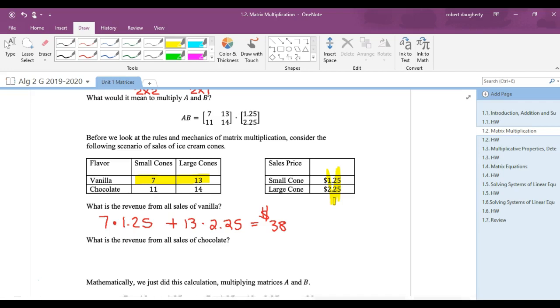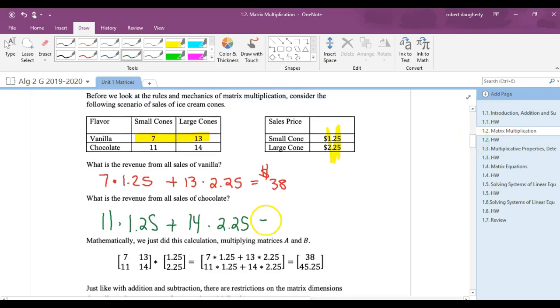Now, what if I wanted to figure out all the revenue that comes from chocolate? What would that be? 11 times 1.25 plus what? 14 times 2.25. And not to slow myself down, but I think I've got the answer. That is $45.25. Okay.